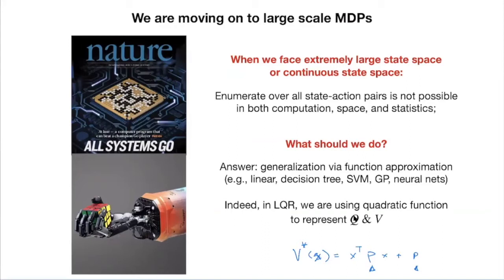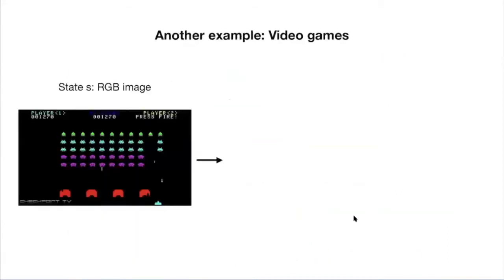That's what we did, for instance, for linear regression, right? We just remember the parameters of the linear regressor. All right, so another example is, let's see, we want to apply reinforcement learning to this very old video game, right? So here a state is an RGB image. Potentially if you change a pixel, you're going to get a new state, right? So there are many, many states.